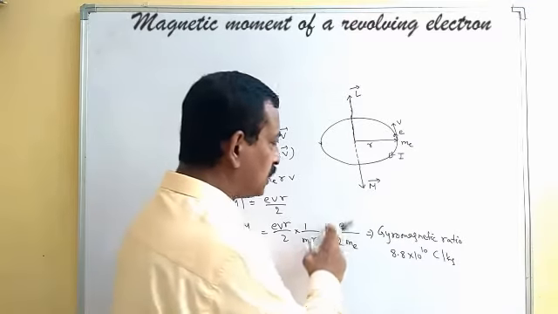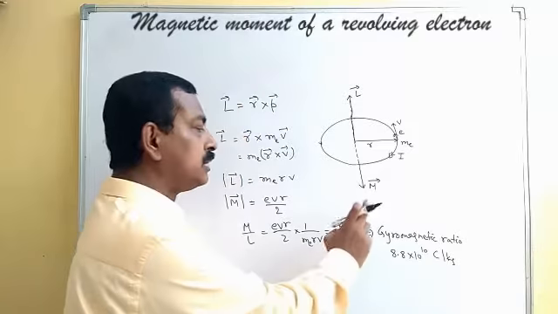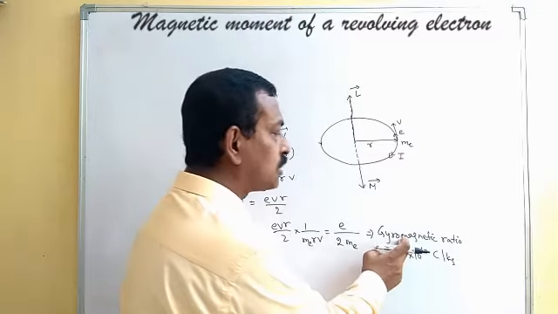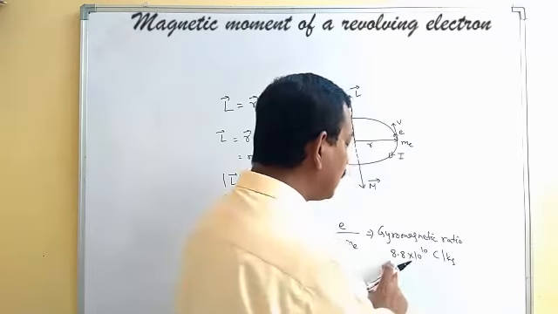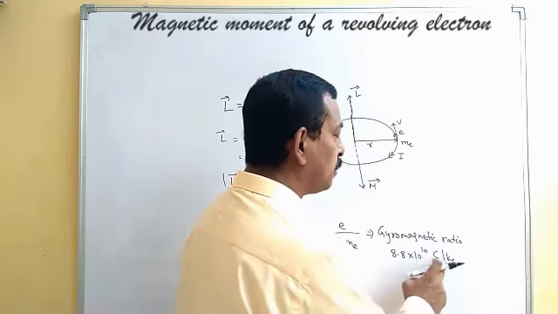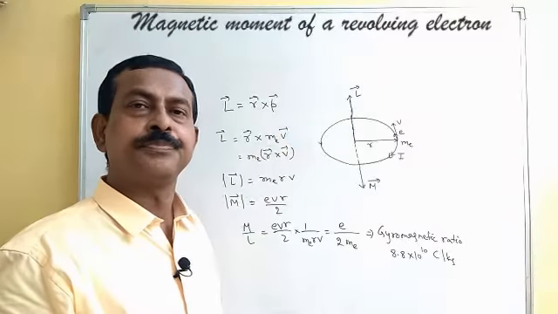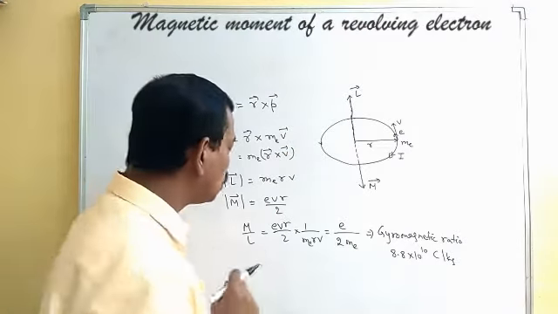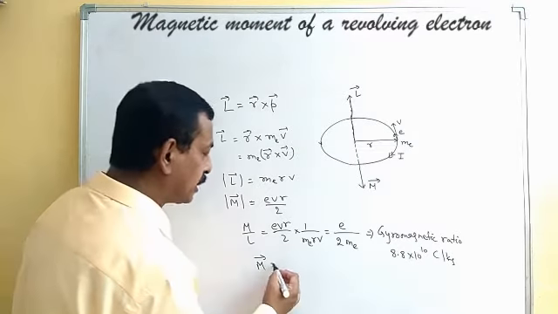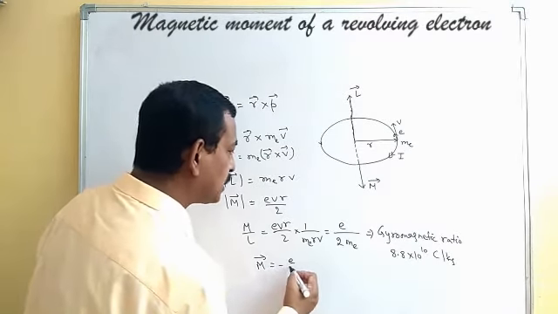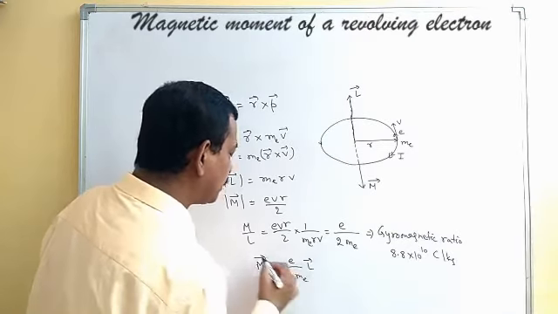So this term e by 2 m_e is a constant, and this is called the gyromagnetic ratio, and its value is 8.8 into 10 to the power 10 coulomb per kg. Also, we can get a relation for the M vector, that will be equal to minus e by 2 m_e times the L vector.